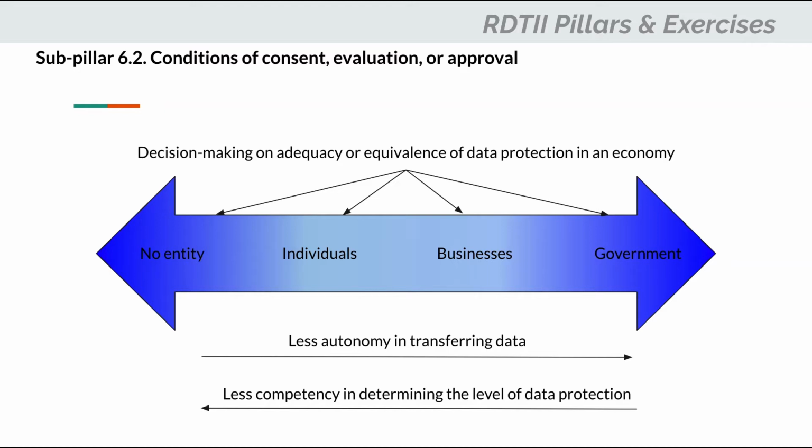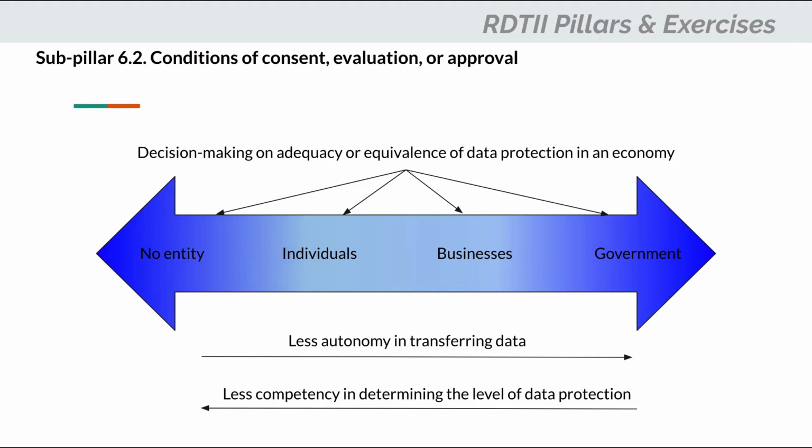However, the conditions vary, depending on which entity gets to decide whether a particular economy has that requisite level of data protection. As you can see in the figure, the decision-making could be reserved to no entity, individuals, businesses, or the government. First, no entity. There is no condition attached to cross-border data transfer, and thus no entity decides the question of the adequacy and equivalence of data protection in economies where data gets transferred.